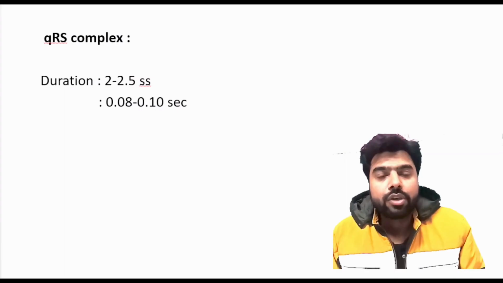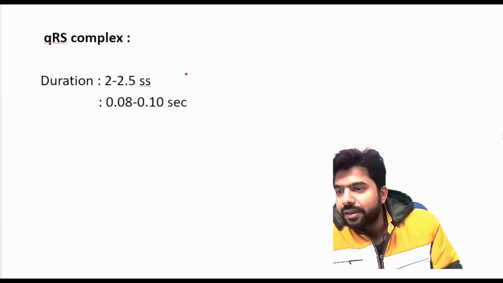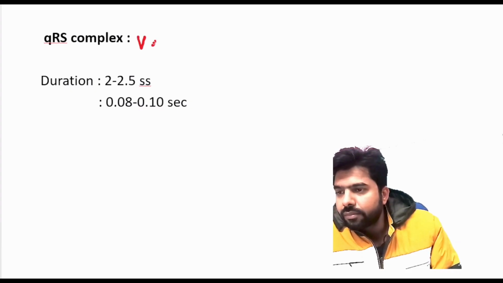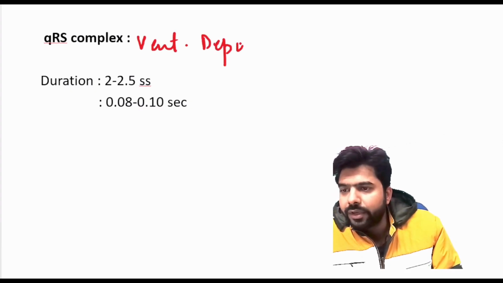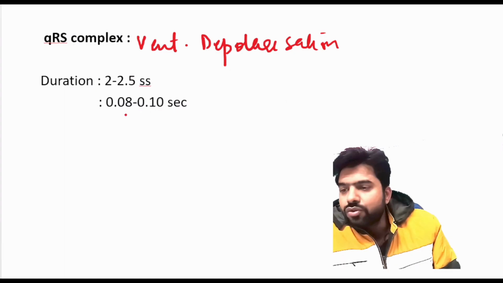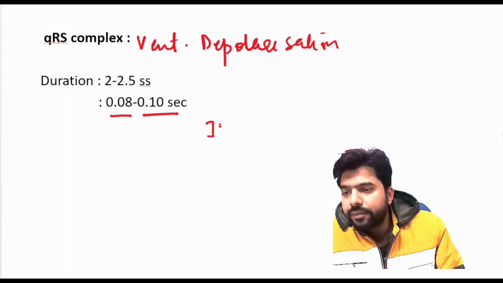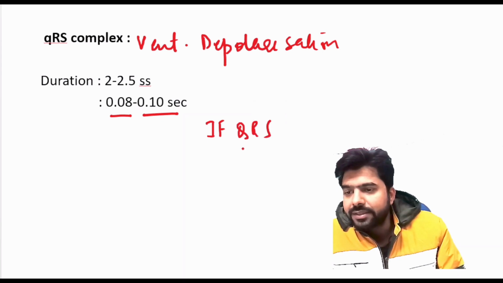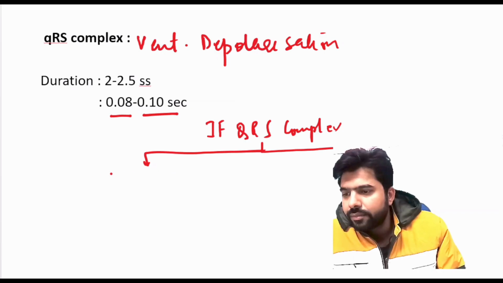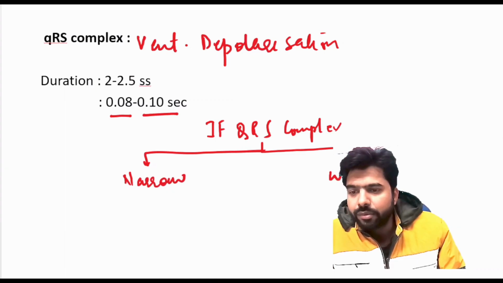So coming on to the QRS complex, this QRS complex occurs due to ventricular depolarization. Now, the duration of QRS complex is 0.08 to 0.10 seconds, that is 2 to 2.5 small squares. Okay. Now, the QRS complex could be narrow, or the QRS complex could be wide.